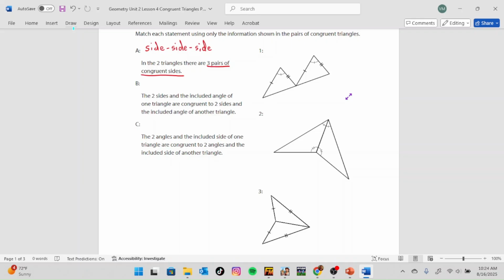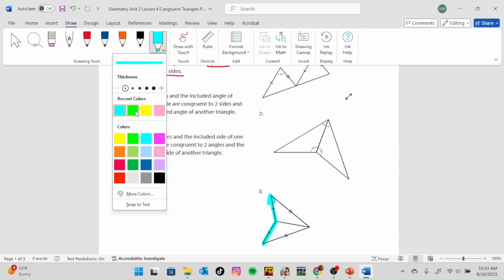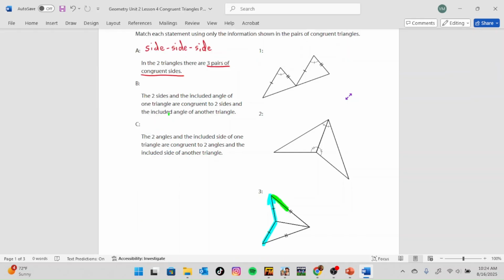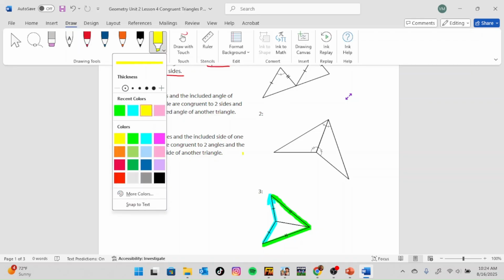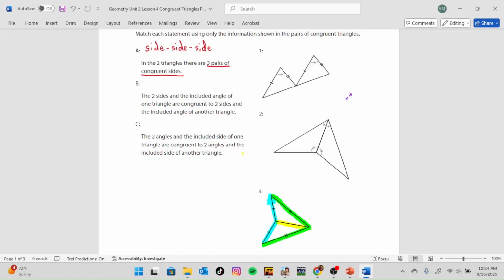But in number 3, they've marked this side and this side as being congruent. They have marked this side and this side as being congruent. And then the triangles share this side, so that must be congruent. So that means number 3 is our example of side, side, side.